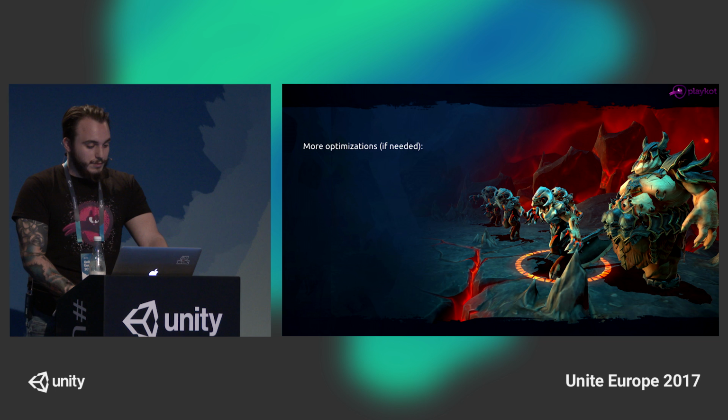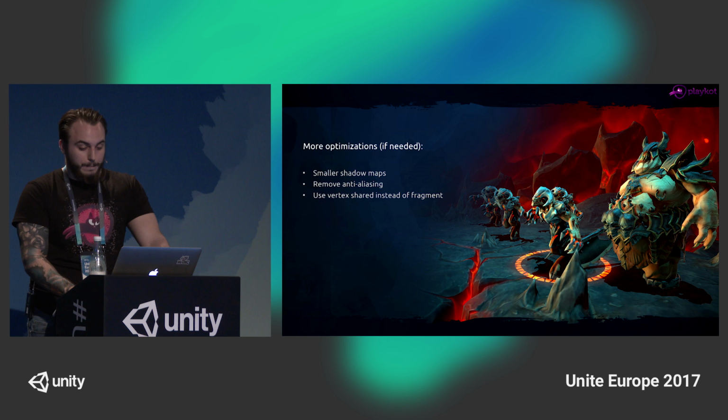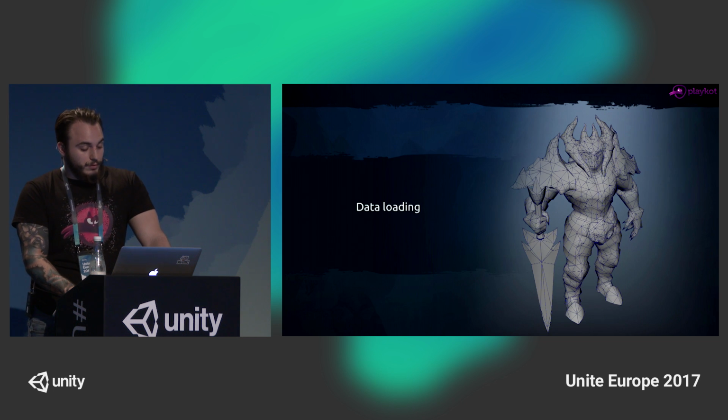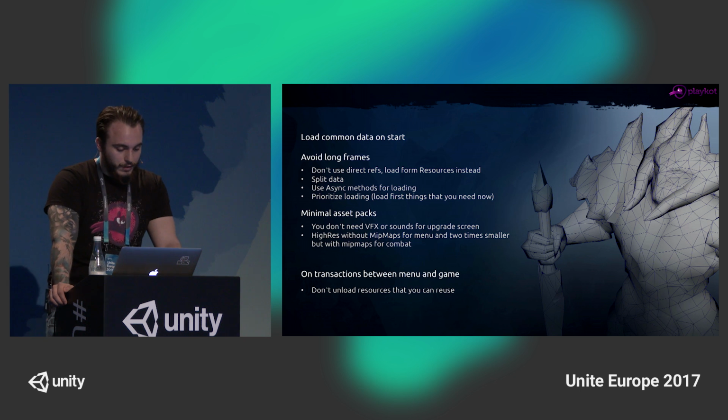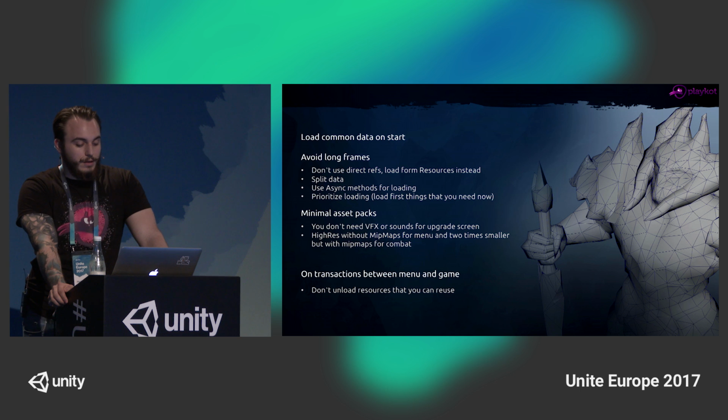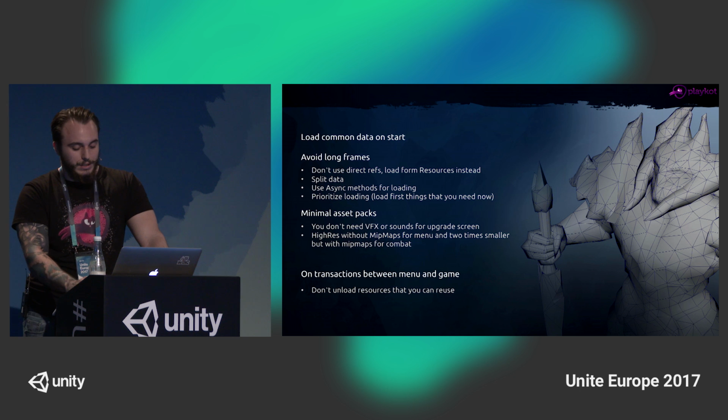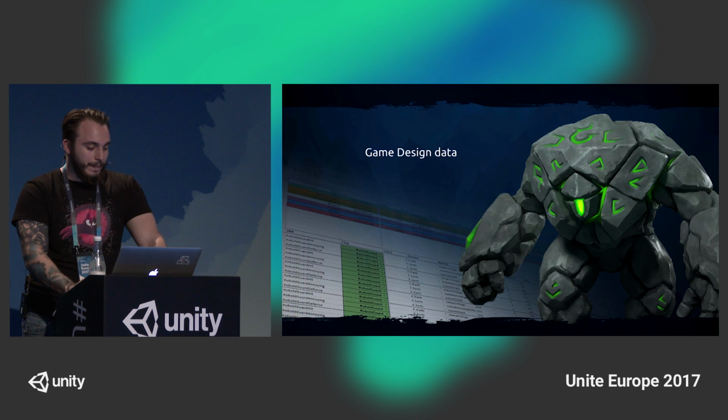We also have some space for more optimization. We can always reduce our shadow maps, remove anti-aliasing, or replace our fragment shader with a vertex one. About data loading. These are approaches that we're currently using on the project to provide a better user experience for our players. The main idea here is to manage all your resources in such a way that you don't need to continuously load big chunks of data on each frame or on transitions between scenes or menus. That's pretty much it for visual data.